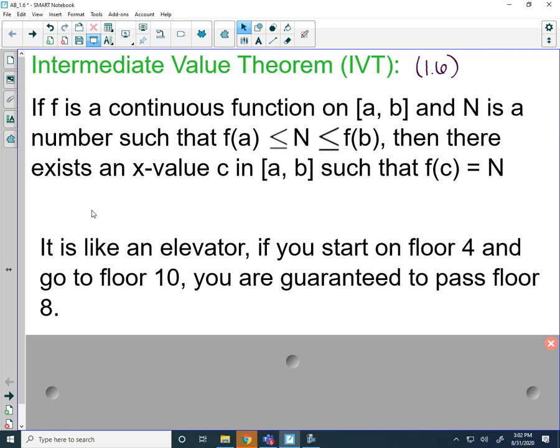If we have a number n that's bigger than f of a but smaller than f of b, there must have been an x value in the closed interval a to b such that f of c equals n.